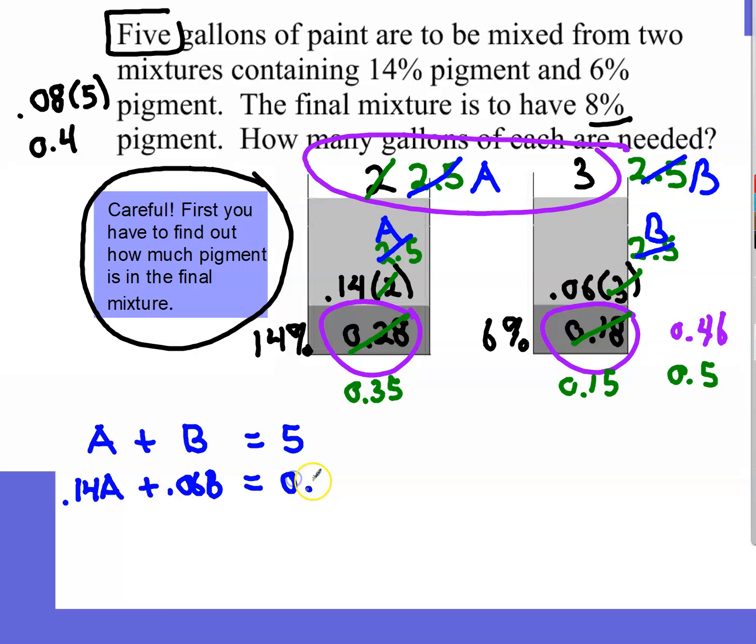Okay. Remember though, 0.4 is not said in the problem statement. You had to calculate it. It was 8% of the final amount that you need. So it said the final mixture is supposed to be 8% of 5, so we had to calculate 8% of 5 to see how much pigment that was. Okay. Now we'll find a way to solve this thing.